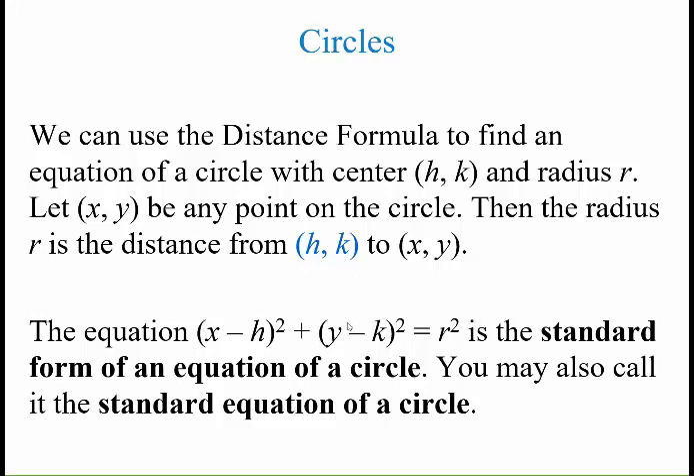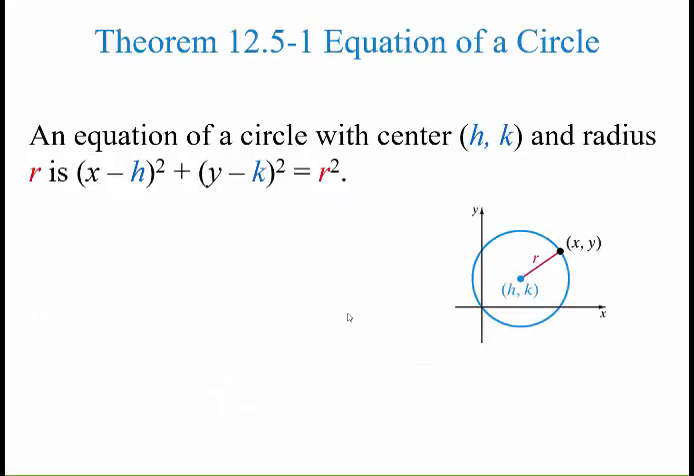Basically what you're doing is you're taking the distance formula and squaring it, and that's the radius squared. So you may also call it the standard equation of a circle. Remember this and keep this handy in your notes. Just to see a visual here, an equation of a circle with center (h, k) you can see, and radius r. And remember (x, y) is any point along the circle. Just add that (x - h)^2 + (y - k)^2 = r^2 every time.